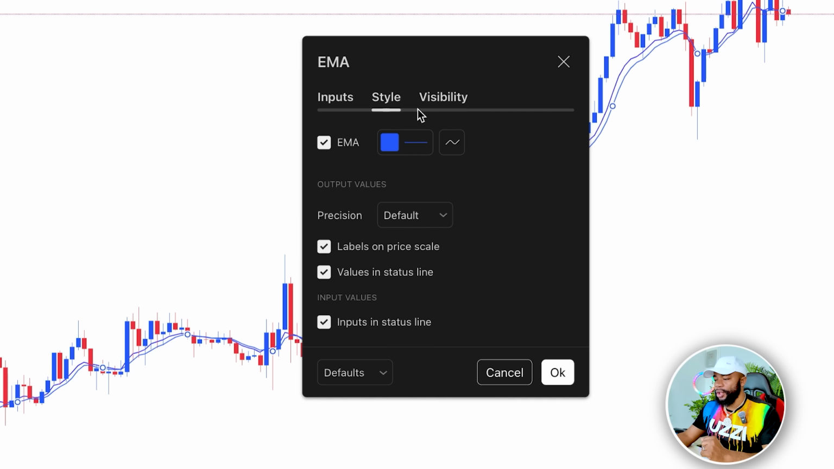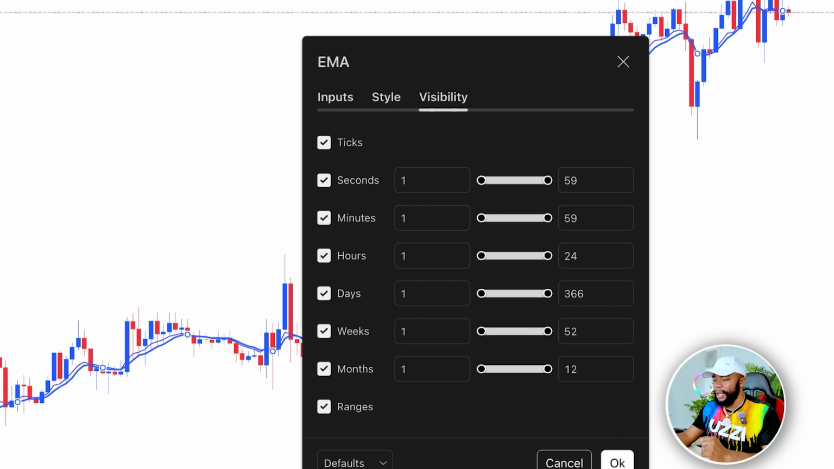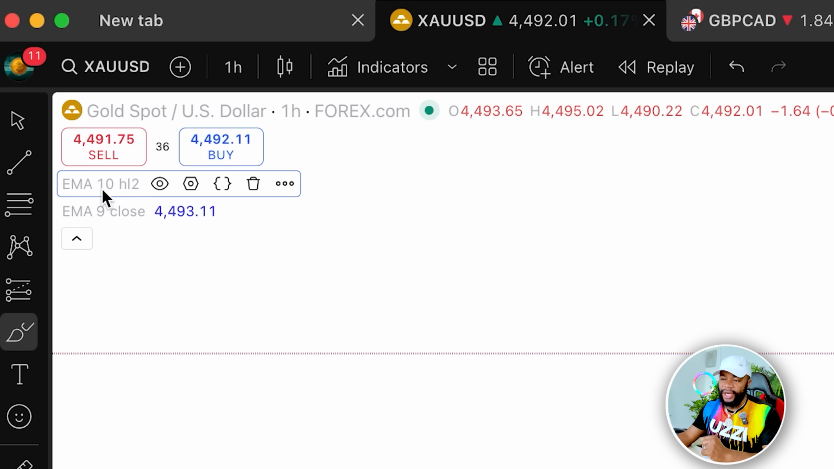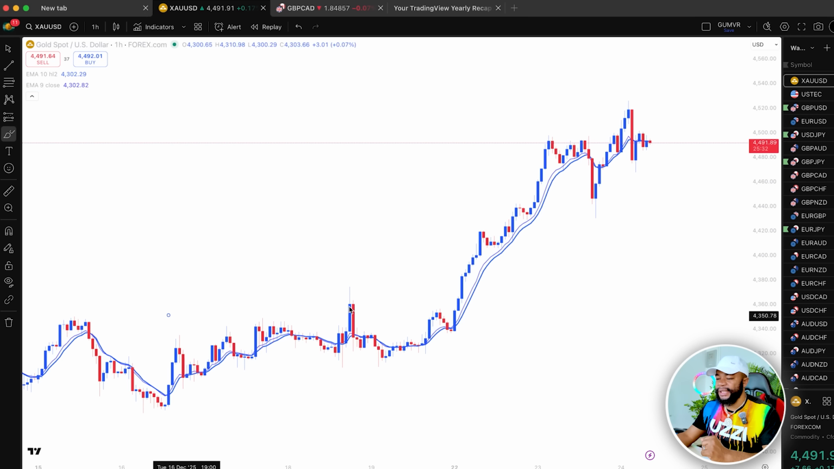And then we're just going to go on style. We're going to leave the color like that. Okay, boom. And then let's put the thickness on 2. And then we click on OK. Voila. So we have our 10 exponential moving average. You can see 10 is right there. We click on the other one and go again on settings.